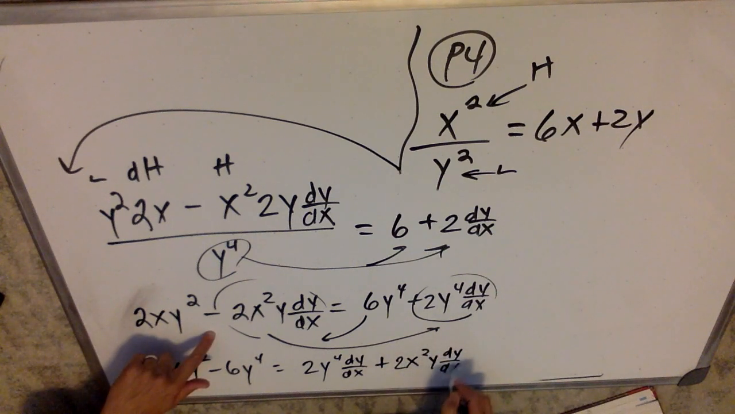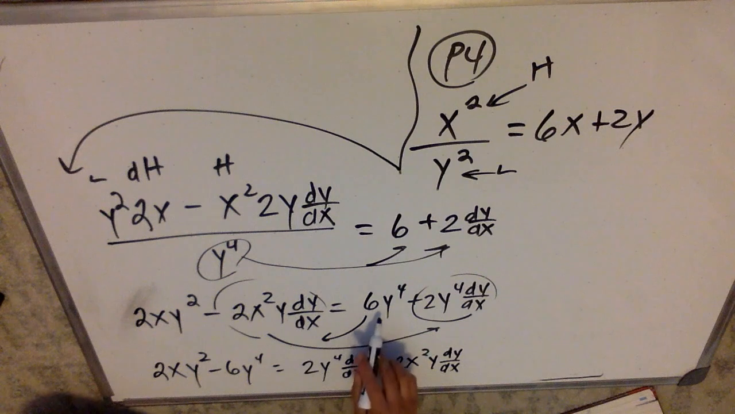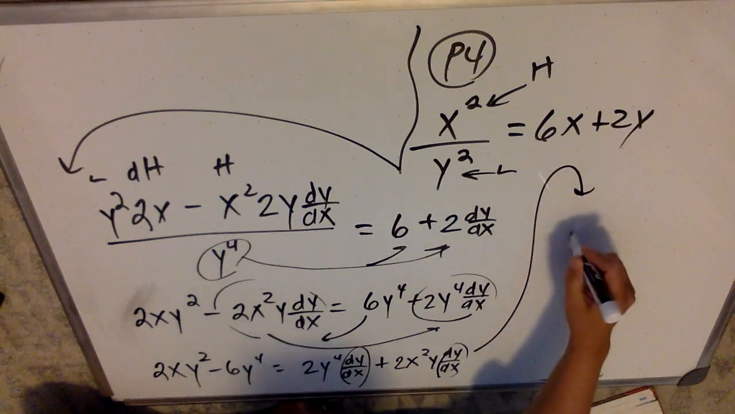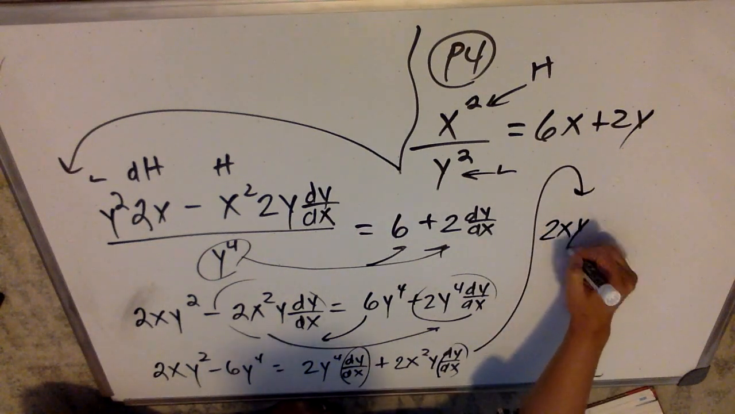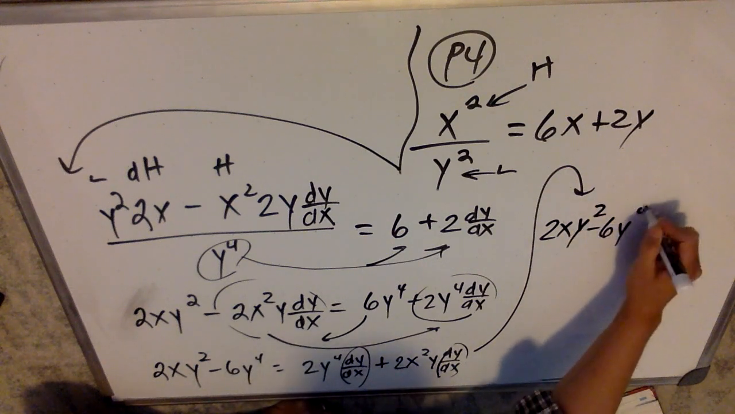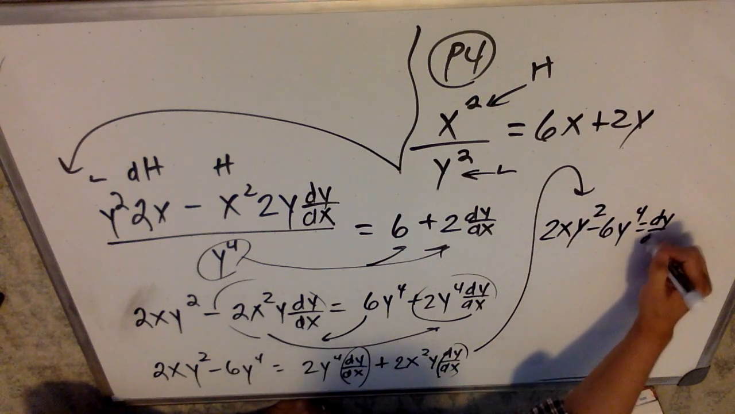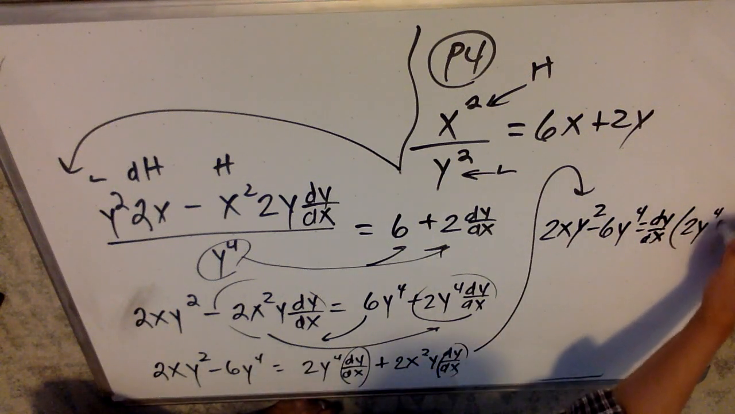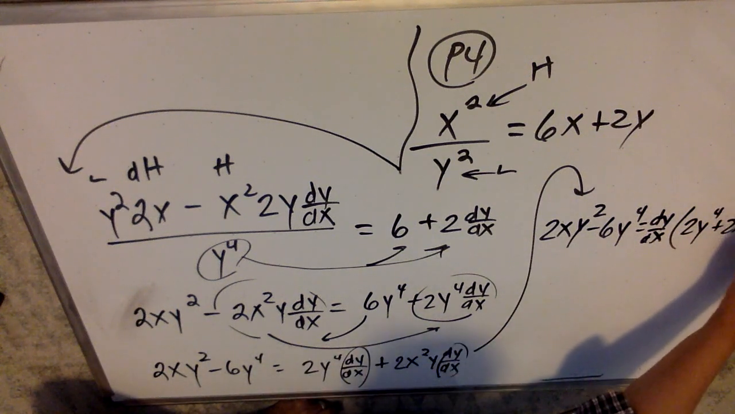It became plus because I added this to the other side, just like the 6 became negative because I moved it to the left-hand side. Now I can factor out that dy dx, right? And what's going to happen, if we come up here, is I'm going to get 2xy squared minus 6y to the fourth equals dy dx times everything that's left in here, which is not a dy dx, so 2y to the fourth plus 2x squared y.